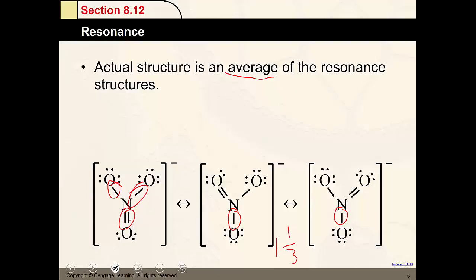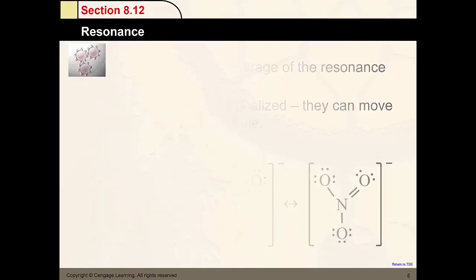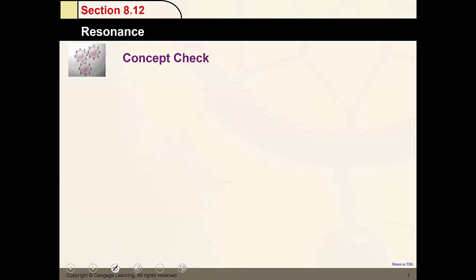Okay, the only thing that's different here is just the placement of electrons, meaning here the electrons are delocalized. Last week we talked about the localized electron model, in which those electrons stay on one atom. Now here they're delocalized, they're moving around the entire molecule.